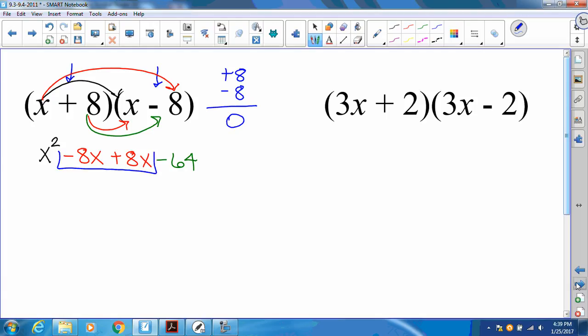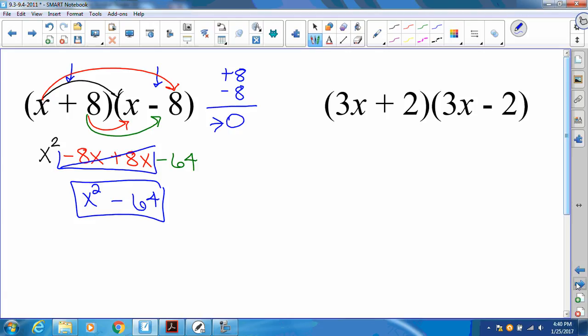Then I'm going to combine my middle terms. A negative 8x and a positive 8x is a 0x, which means I don't write it. So all I have is x squared minus 64. And there's my final answer. My middle terms canceled out. That's where that 0 comes into play.